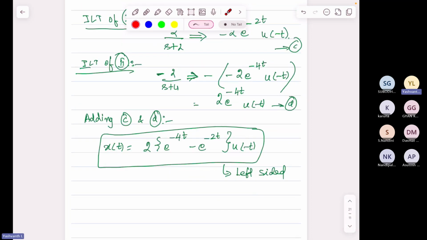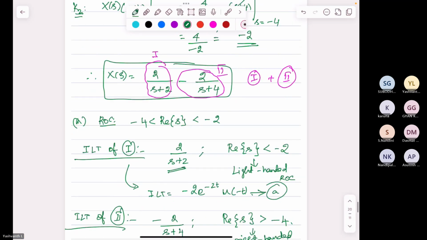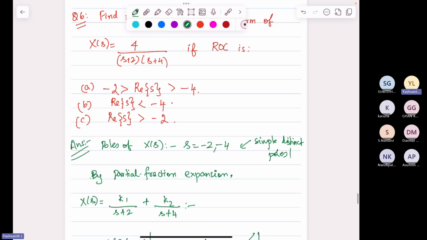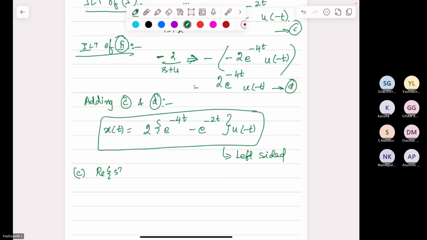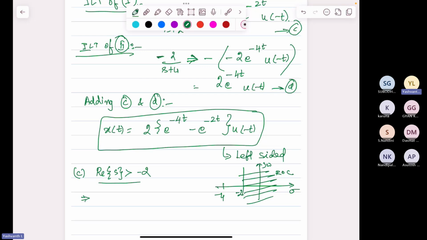Okay, and the final case, C, is when real part of s is greater than minus 2. What does it mean? You have a sigma axis, you have j omega, and minus 2 is here and minus 4 is here, and this is the ROC. If real part of s is greater than minus 2, automatically real part of s is also greater than minus 4, because minus 4 is before minus 2. That means the ROC for both the terms is right-sided.